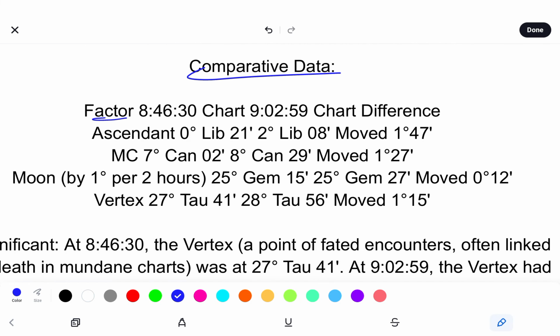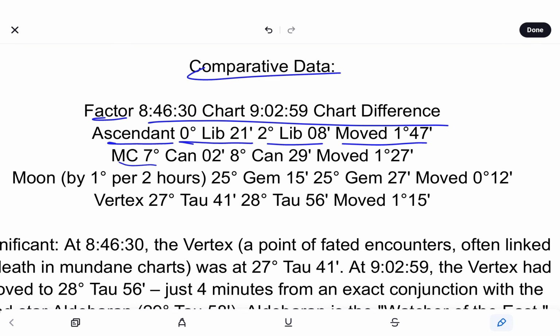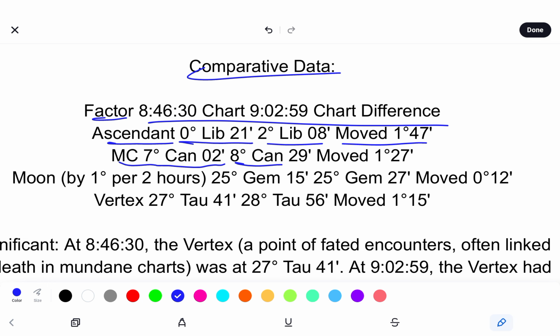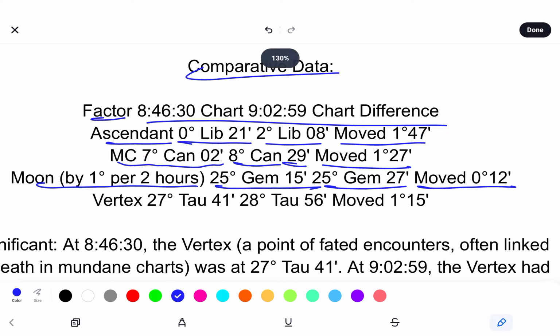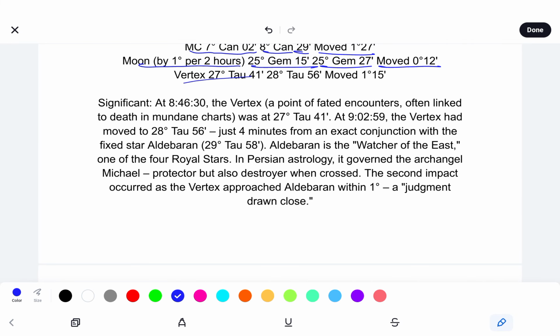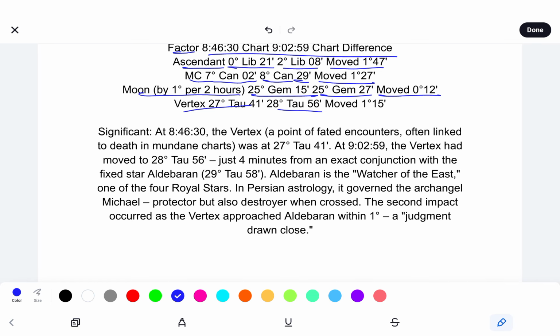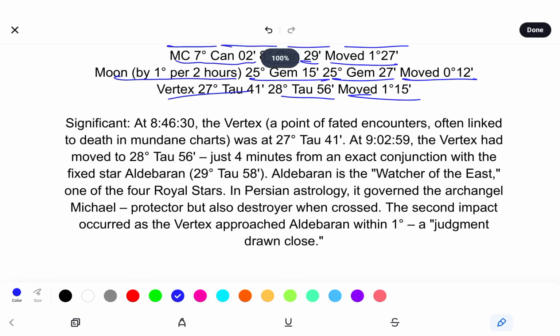So, factor: ascendant 0 degrees Libra 21, 2 degrees Libra 08, moved 1 degree 47. Midheaven 7 degrees Cancer 02, 8 degrees Cancer 29, moved 1 degree 27. Moon by 1 degree per 2 houses: 25 degrees Gemini 15, 25 degrees Gemini 27, moved 0 degrees 12. Her vertex 27 degrees Taurus 41, 28 degrees Taurus 56, moved 1 degree 15.